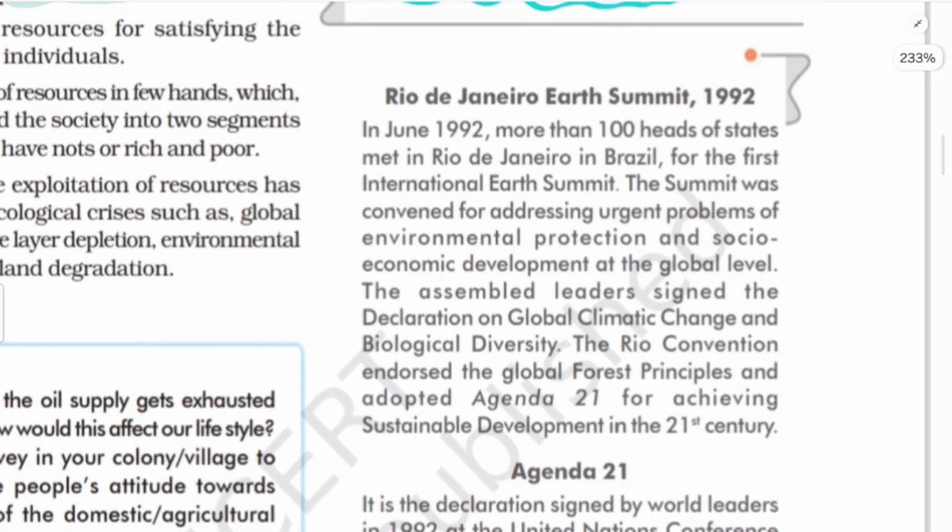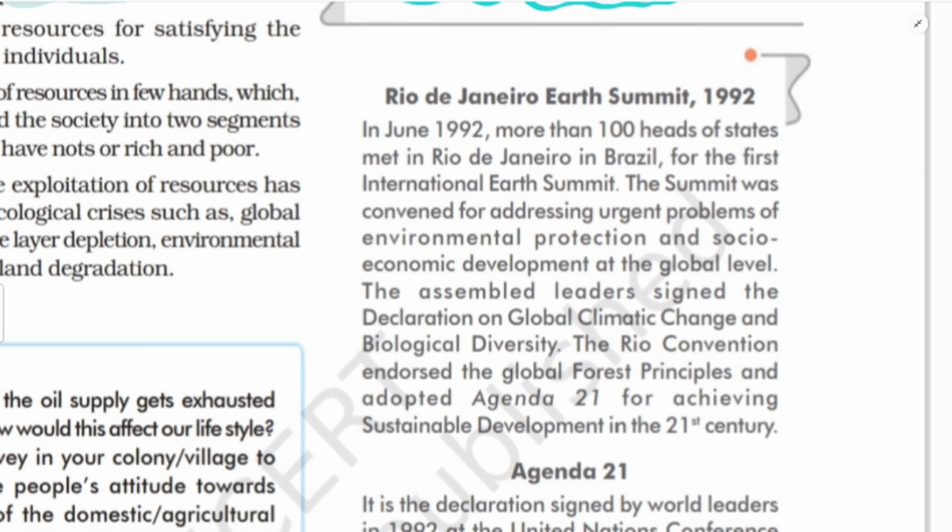For this, in June 1992, more than 100 heads of states met in Rio de Janeiro in Brazil for the first International Earth Summit. The summit was for addressing urgent environmental problems. And the Rio Convention endorsed the Global Forest Principle and adopted Agenda 21.